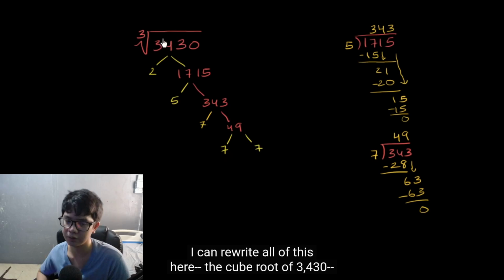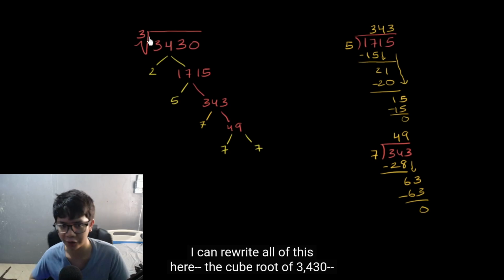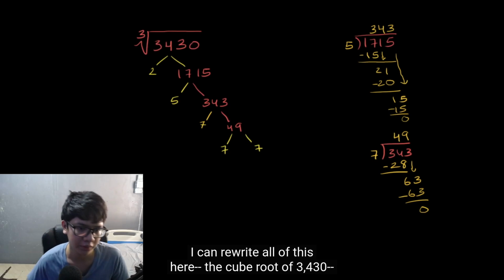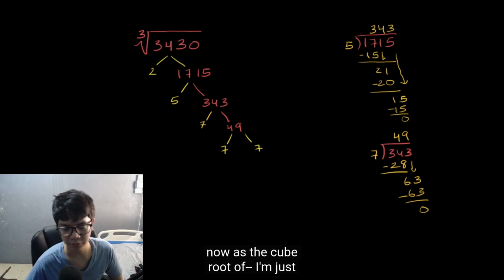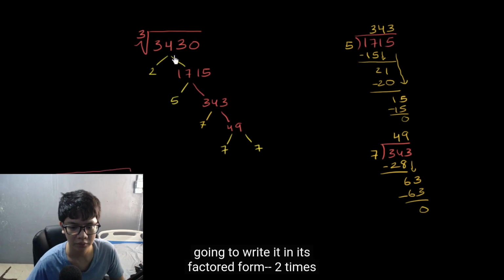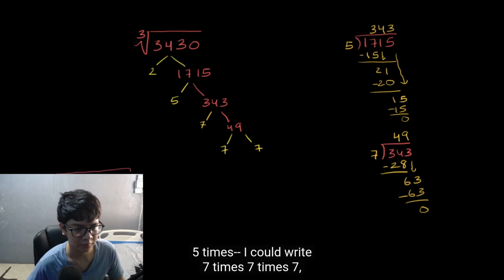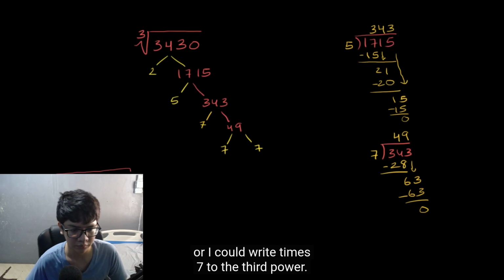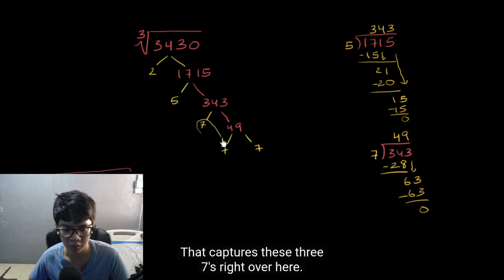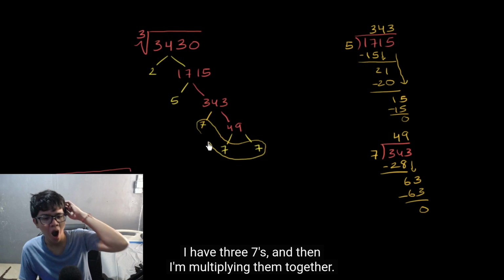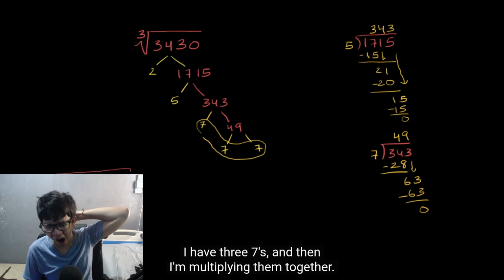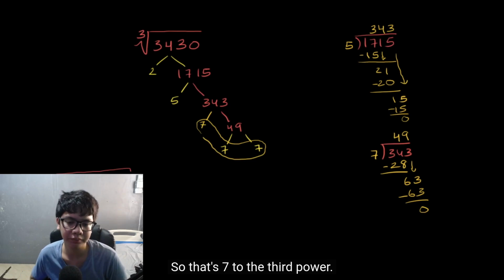So this is interesting. I can rewrite all of this here, the cube root of 3,430 now, as the cube root of 10. I'm just going to write it in its factored form. 2 times 5 times, I could write 7 times 7 times 7, or I could write times 7 to the third power. That captures these 3 7s right over here. I have 3 7s, and then I'm multiplying them together. So that's 7 to the third power.